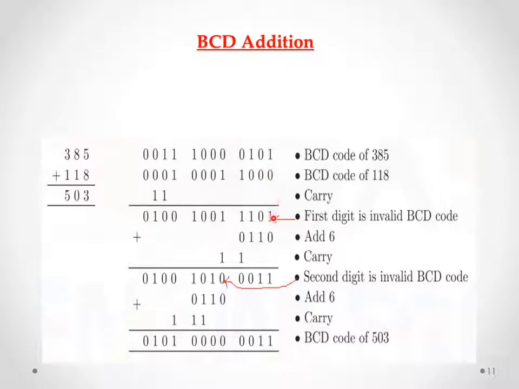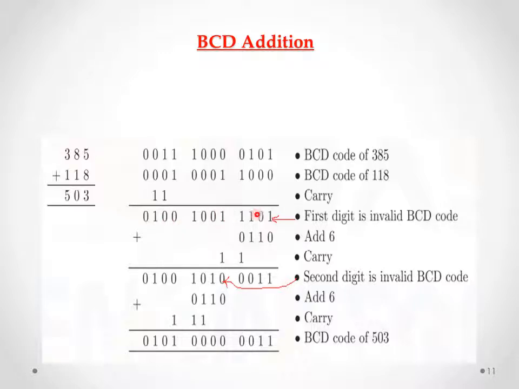So 1 plus 0 is 1, 0 plus 0 is 0, 1 plus 0 is 1, 0 plus 1 is 1. Now 0 plus 1 is 1, 0 plus 0 is 0, 0 plus 0 is 0, 1 plus 0 is 1. Now 1 plus 1 is 0, and the carry present is added with the next bit. So 1 plus 1 is 0, again carry present is added with this bit. So 1 0. Now looking at this point, this is 4, this is 9, both are valid BCD.